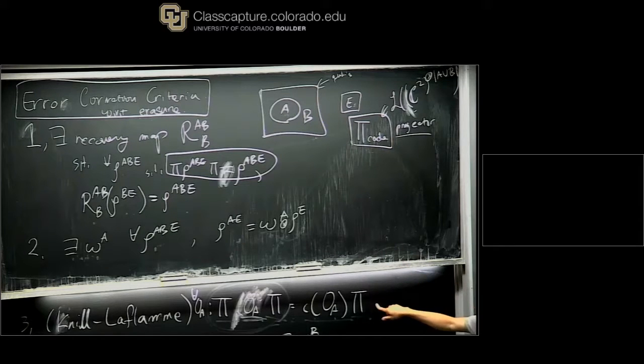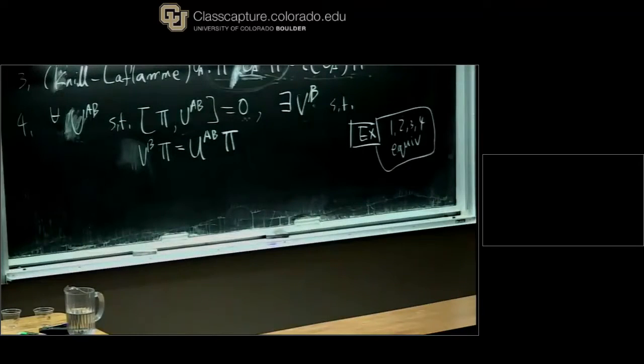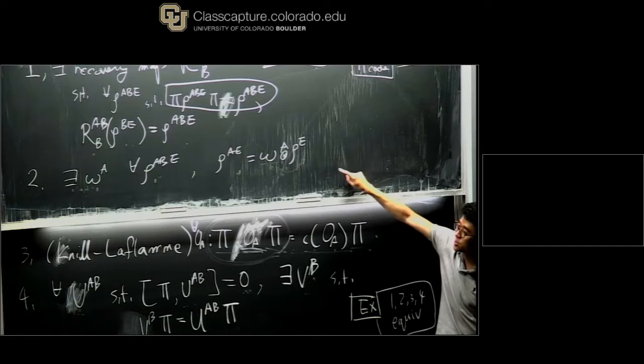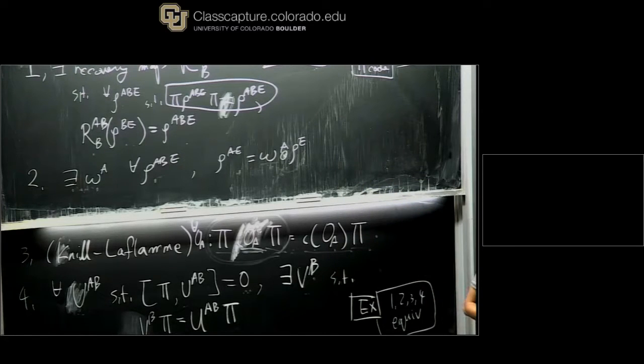For 2 and 3, you just write down a correlation function. 4 would imply 1 by trying to, I would show the equivalence between 2 and 4. That's the easiest way.